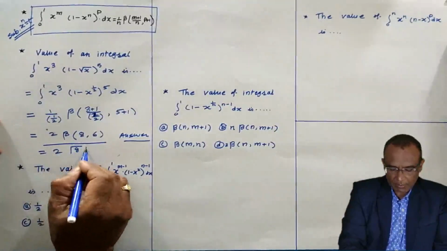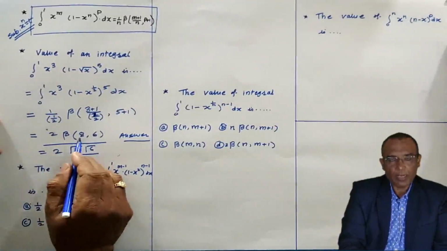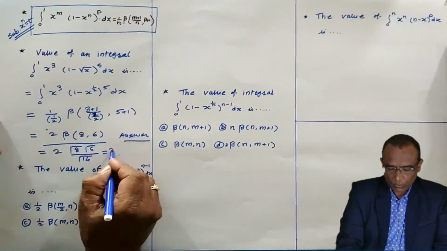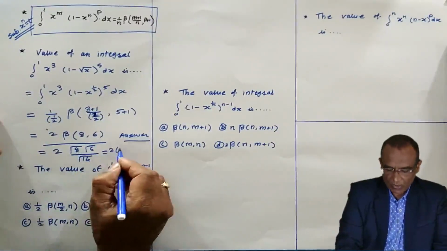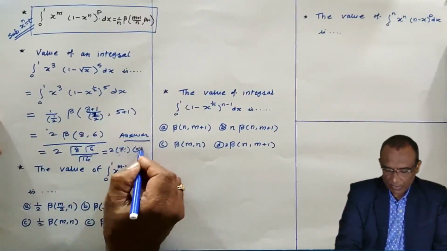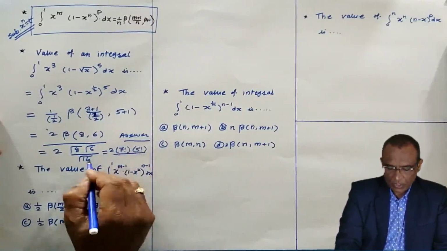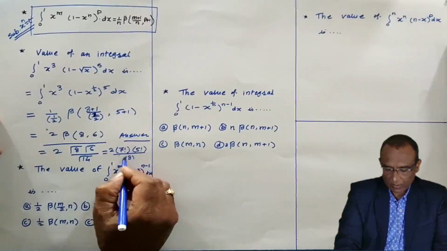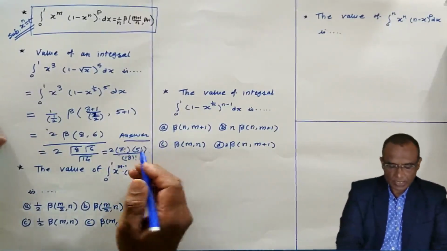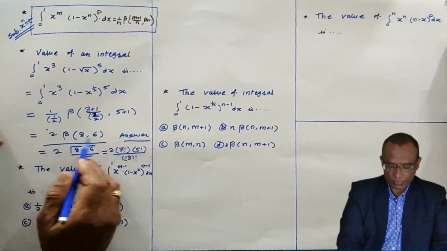Gamma 8 gamma 6 by gamma 8 plus 6, which means gamma 14. Then gamma 8 is factorial 7, gamma 6 is factorial 5, and this is factorial 13. Use a calculator and get the value that way. But in the examination, this will be given in the options.